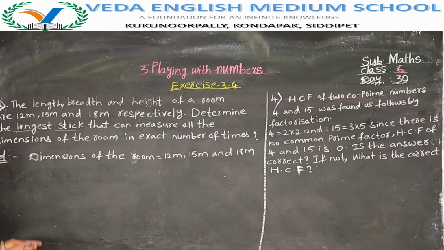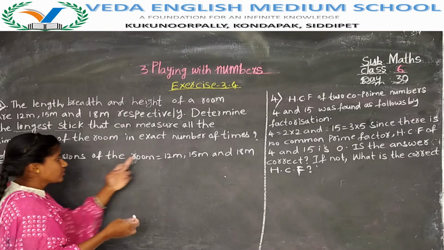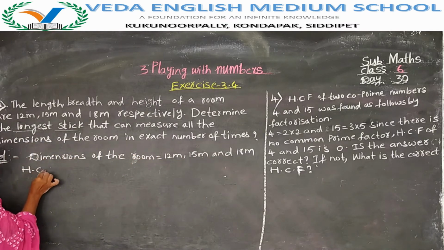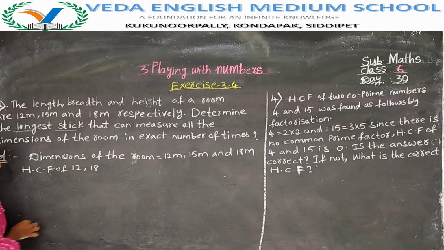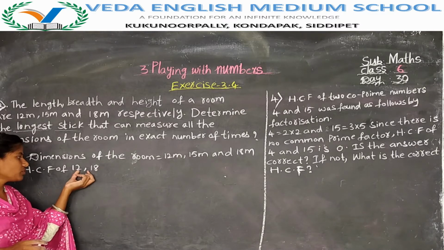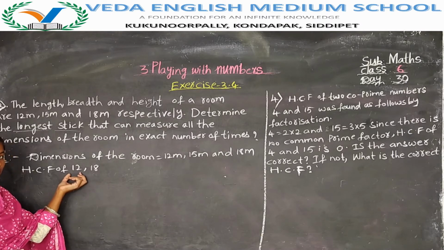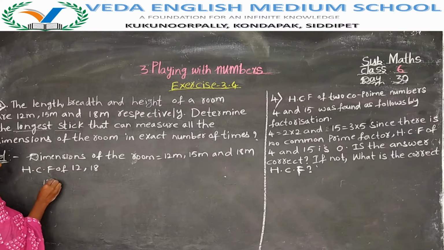Now we find the HCF for the three numbers. First choose any two, take the last two: 12, 18. HCF of 12, 18. If you have three numbers, then you have to choose any two. I have chosen two. Then what is the next step? Out of the two, you have to choose the smaller number. What is the smaller number? 12 or 18? 12 is the smaller number. So 12 is the divisor, 18 is the dividend.